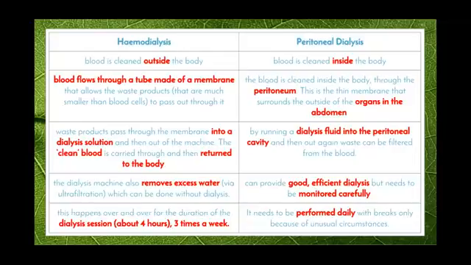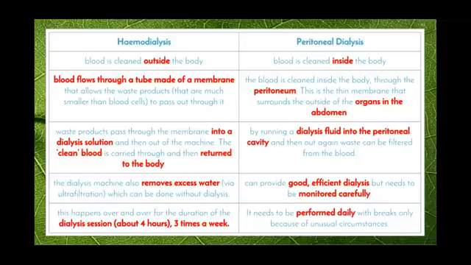Peritoneal dialysis is dialysis that occurs inside the body. So the blood is cleaned inside the body through the peritoneum, which is the thin membrane that surrounds the outside of the organs in the abdomen. And we'll have a look at a picture on the next slide of what we mean by that. This type of dialysis is carried out by running a dialysis fluid into the peritoneal cavity and then out again, so waste can be filtered from the blood.